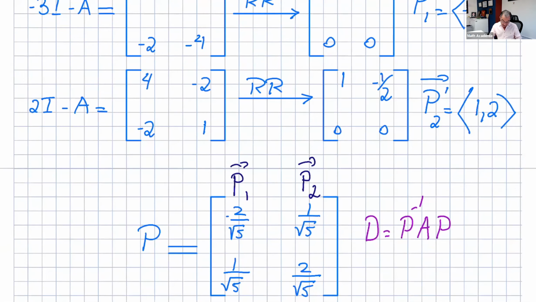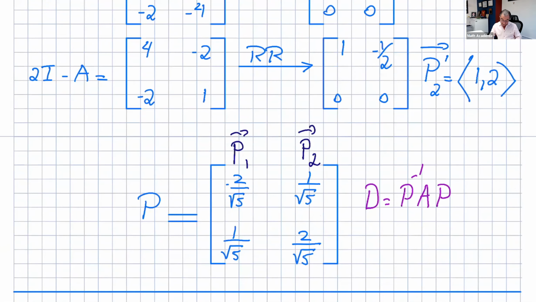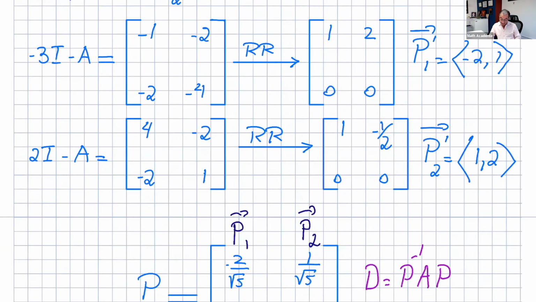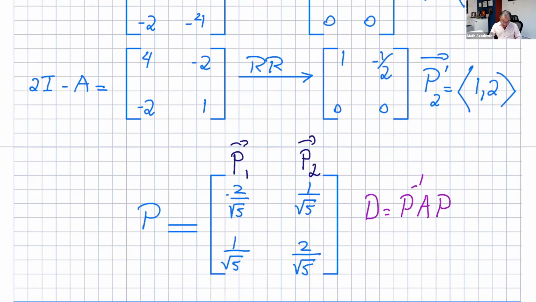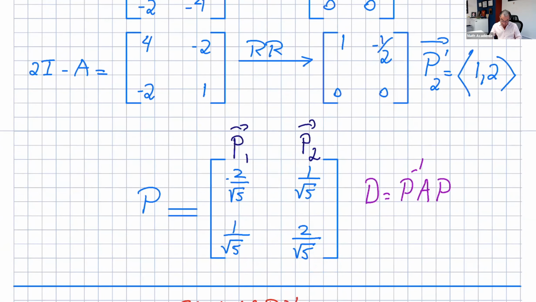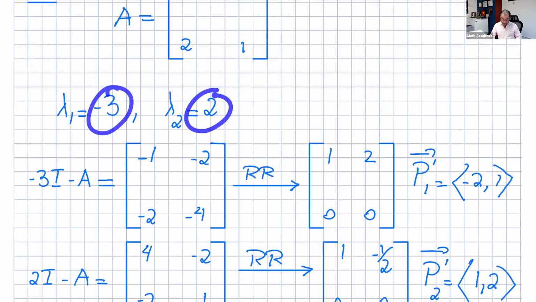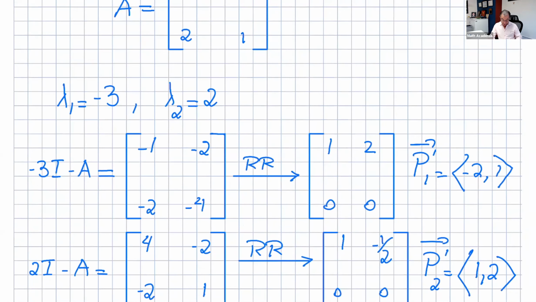So you normalize the first one, and the norm of this vector is square root of 5, and you get that. You normalize the second one, and you get this one. To double check, multiply P inverse times A times P, and you are going to find the diagonal matrix where the entries on the diagonal are -3 and 2. Please do that on your own.